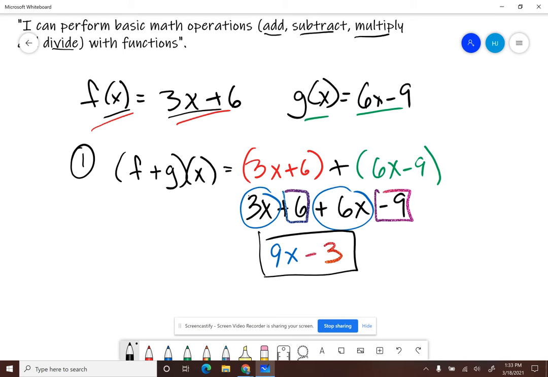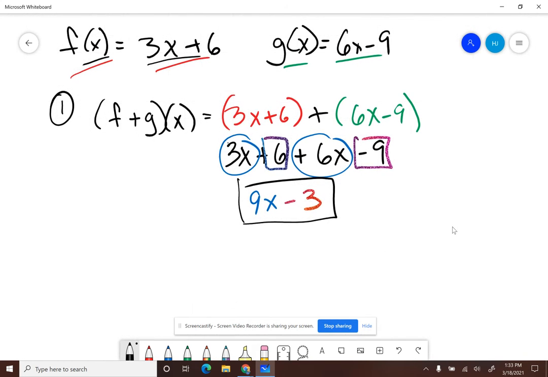Okay. So let's look at another one. We're going to use this same set of functions up here, f of x and g of x, just like we did before. So number 2 is going to be f minus g of x. Now, what I want you to remember before we even start on this is that subtraction is not commutative, okay? What that means is that order does matter, and you're going to see that even more in the next section. Order matters. So it matters whether I do f minus g or g minus f. I have to really pay attention to what's being asked of me. So I'm being asked to take f and subtract the g function from it, okay?